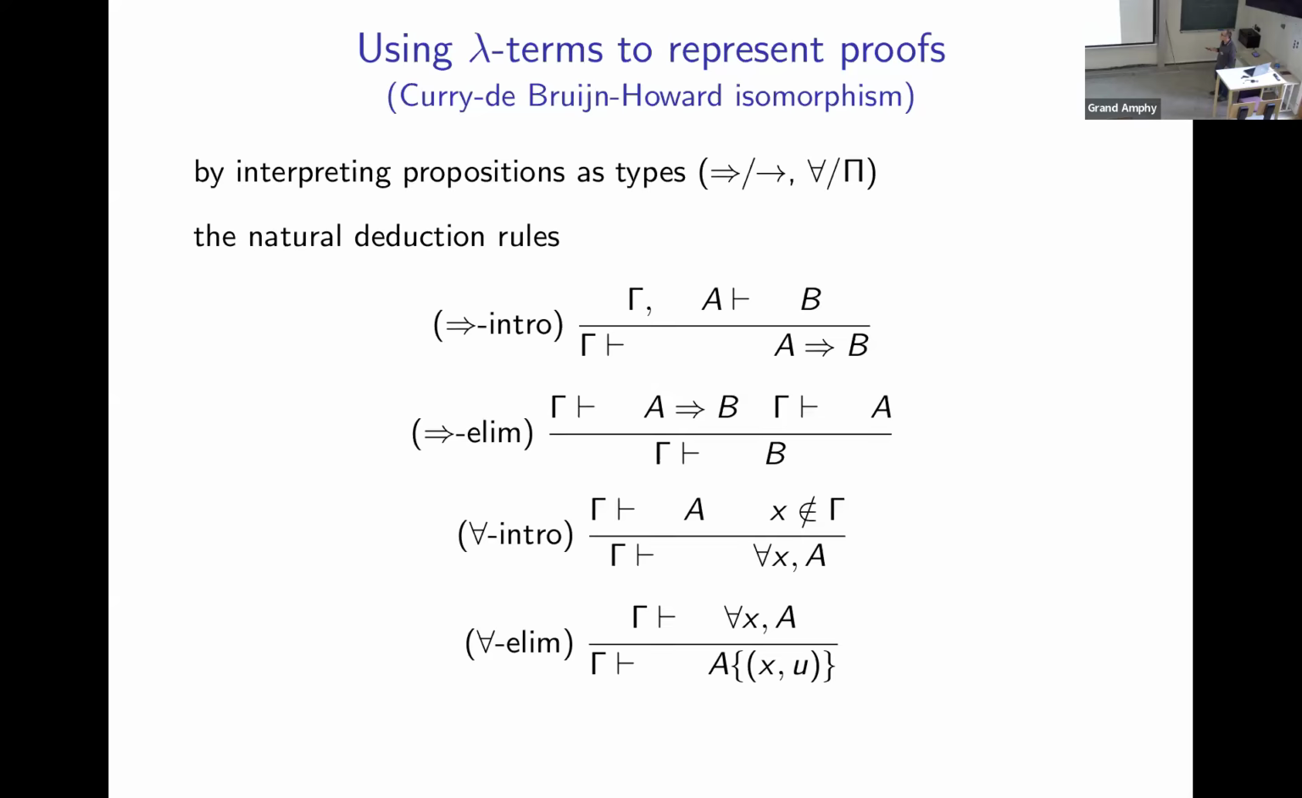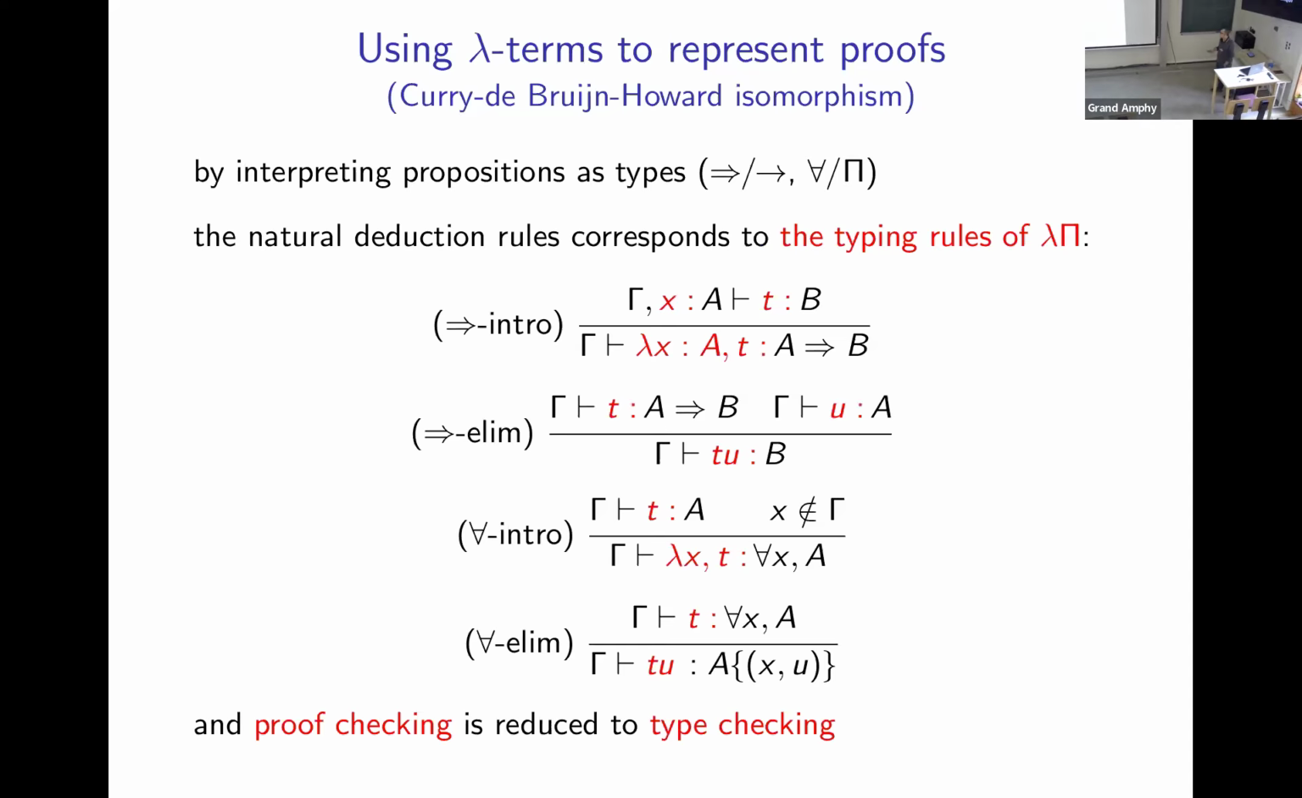If you interpret the implication as the arrow type and the universal quantifier as the dependent product, this correspondence says that we can actually use the lambda terms of the lambda calculus to represent the proofs of natural deduction. And the idea is to annotate every assumption by a variable, so to give a name to this assumption.